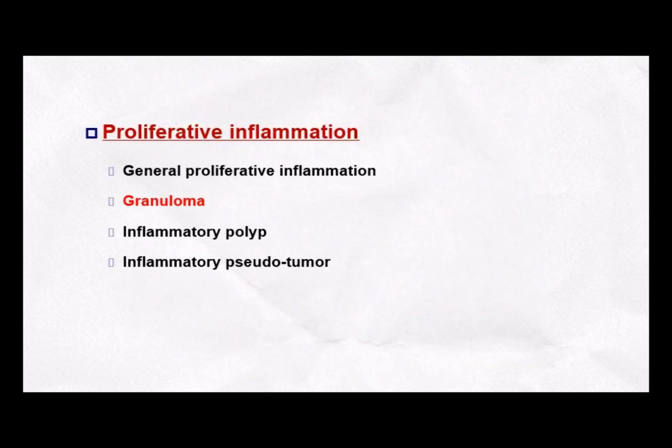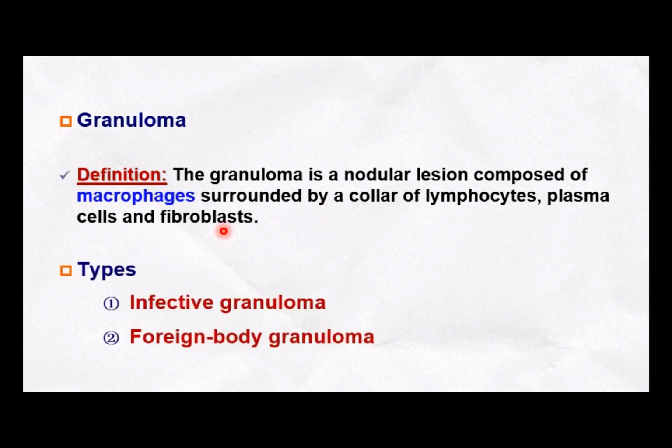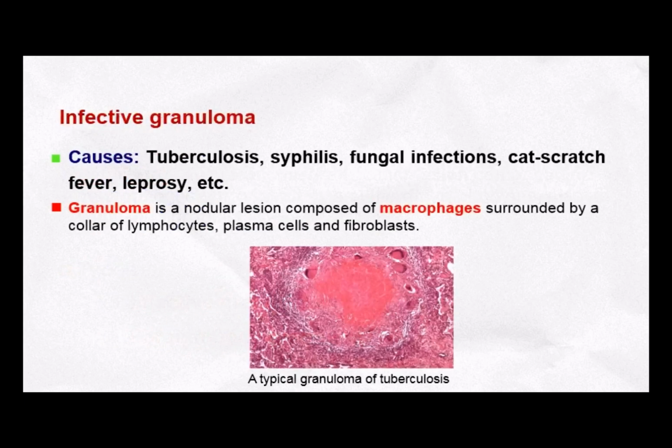The second type is granuloma. The granuloma is a larger lesion composed of macrophages, surrounded by a collar of lymphocytes, plasma cells, and fibroblasts. There are two types, infective granuloma and foreign body granuloma. Infective granulomas are observed in tuberculosis, syphilis, fungal infections, cat scratch fever, etc.